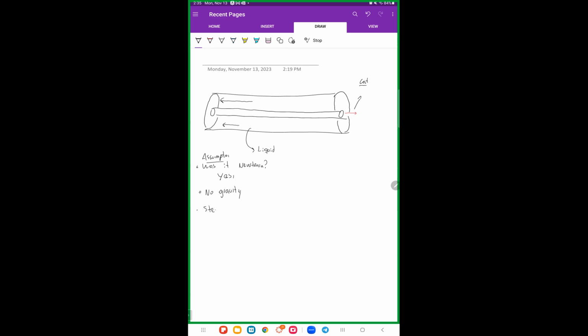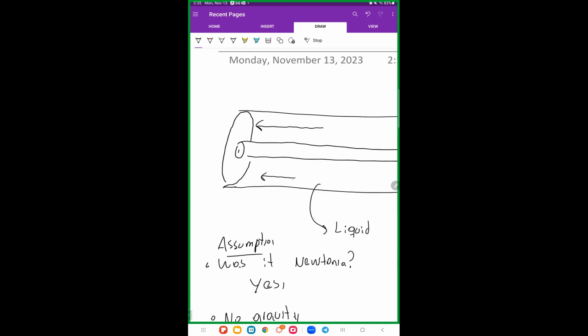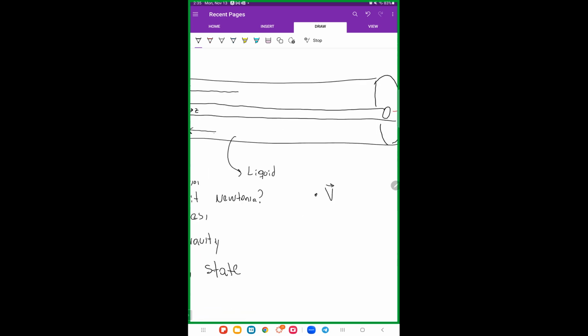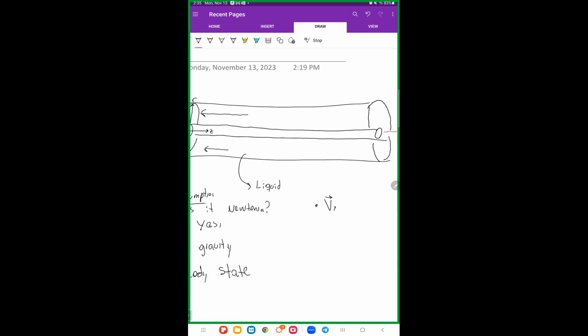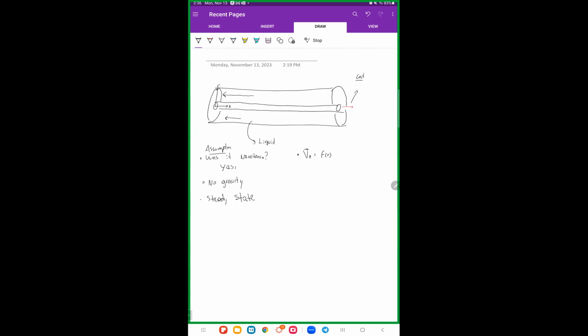What else? Velocity was only in the z direction. If we define our catheter radius to be C R, velocity in the z direction was only a function of r, right? Yeah. Okay. That's what we got.